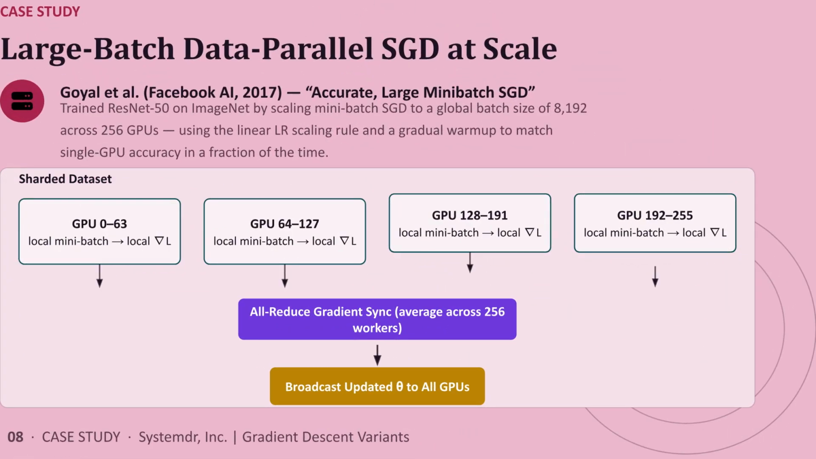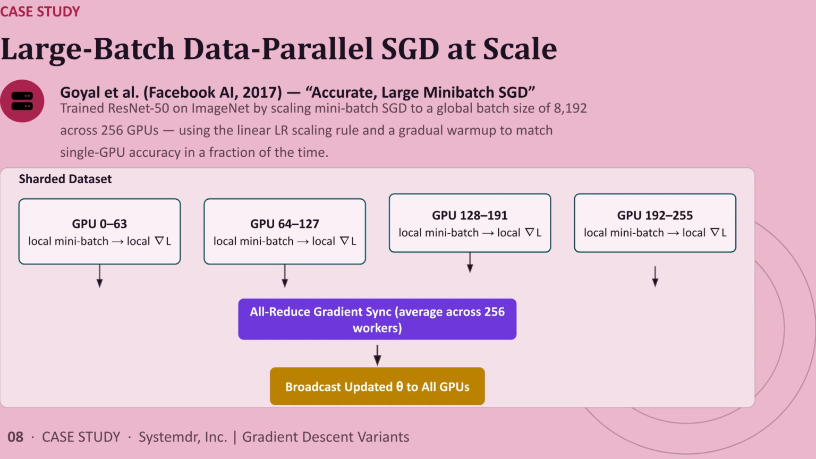This is one of the most cited large batch training results in the field. Goyal and colleagues at Facebook AI, published in 2017, Accurate Large Mini-Batch SGD. They trained ResNet 50 on ImageNet using a global batch size of 8,192, spread across 256 GPUs, and matched the accuracy of much smaller batch single GPU training in roughly an hour instead of days.